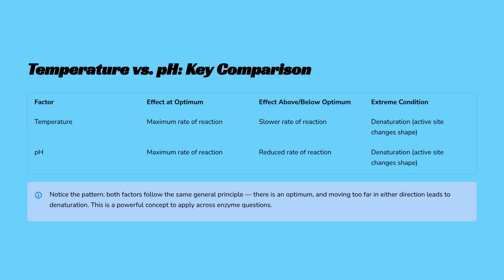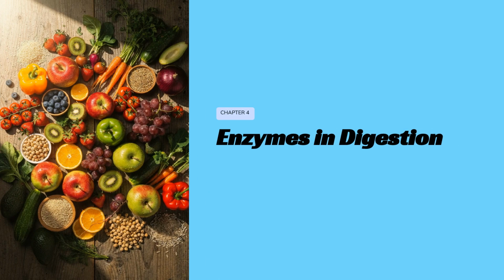Both temperature and pH follow the same general principle. Both have an optimum where the reaction rate is maximum, and moving too far in either direction leads to denaturation, where the active site changes shape. We now move to Chapter 4, Enzymes in Digestion. We'll explore how your body uses enzymes to break down food into molecules it can absorb.